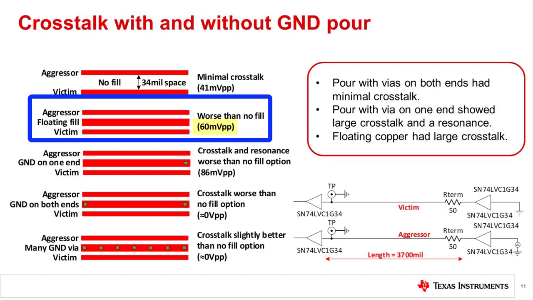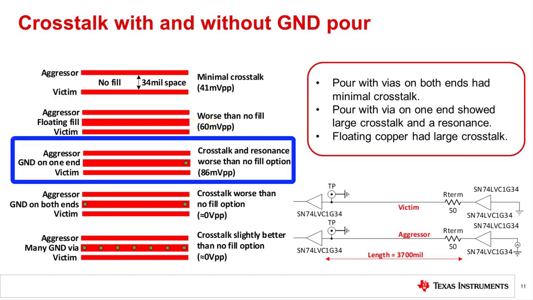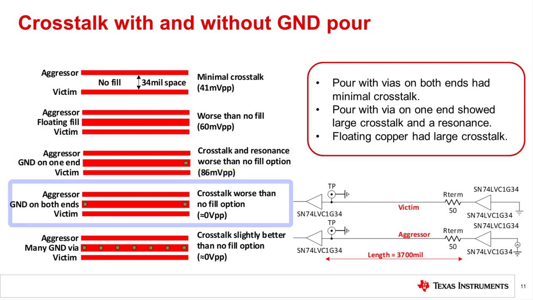Adding floating copper between the traces made the crosstalk increase to 60 millivolts peak to peak. Grounding the copper pour on one end made the crosstalk increase to 86 millivolts peak to peak and created a resonant ringing effect. Grounding both ends of the pour with stitching vias showed good performance and the crosstalk was negligible.